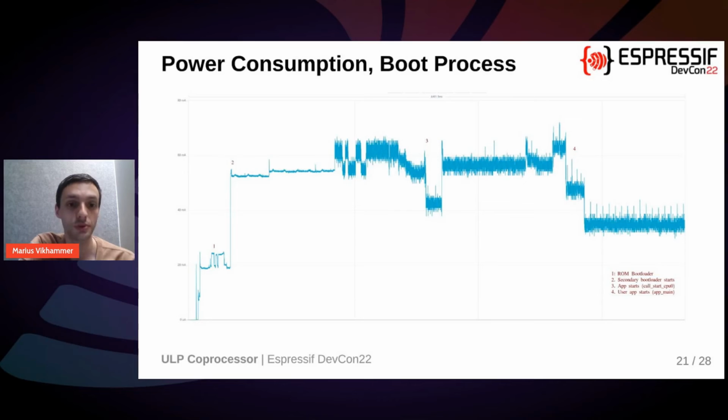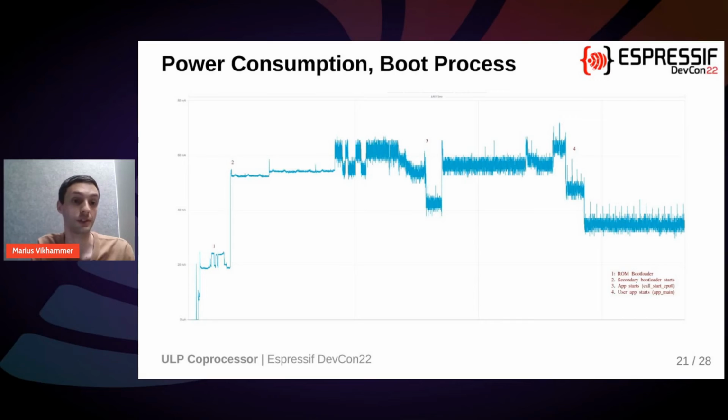And then it goes up to number 2 there at around 40 milliampere. That's where the secondary bootloader starts. And there you can see it sticks around 40 milliampere at number 3, where your main CPU for the app starts up. And then it just keeps going until number 4, where your actual app main and the user program starts. And as you can see here, the whole time the power hovers around 40 milliampere.